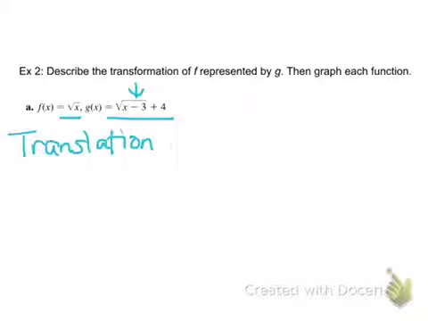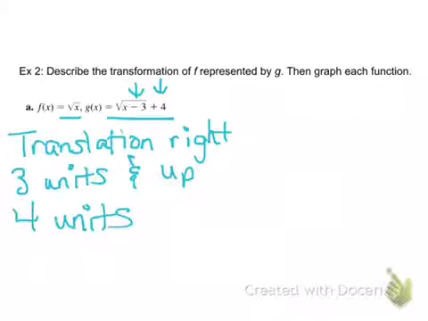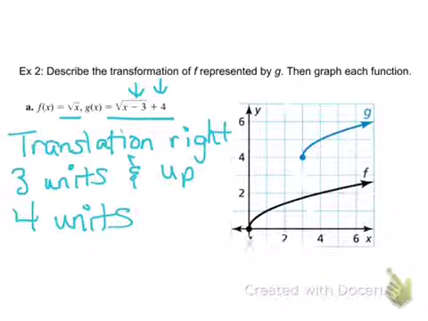to the right 3 units, and then the plus 4 on the end tells me it's going to go up. So I'm just going to put and up 4 units. And then you're going to put both of those in your calculator and graph them. Your graph is going to look like this. So just be sure to graph both of those.